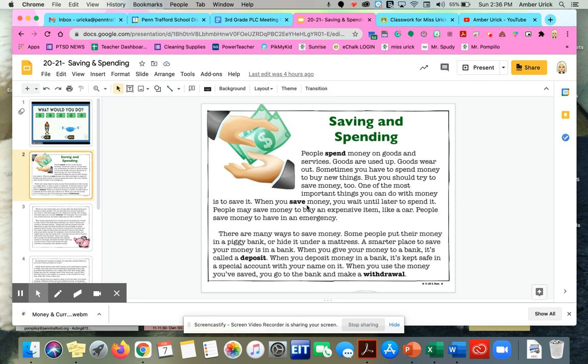And then when we save our money, we hold it. So we might have it in a piggy bank. We might have it in our bank. We spend it later. Sometimes we spend things now. Sometimes we save it and we spend it later.